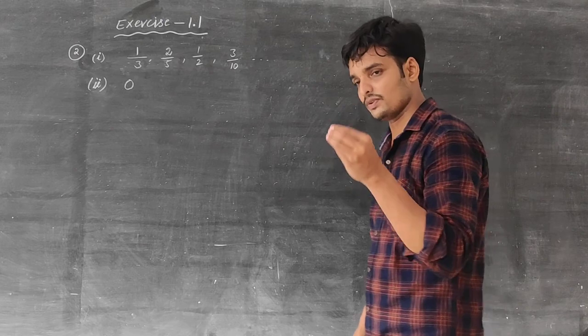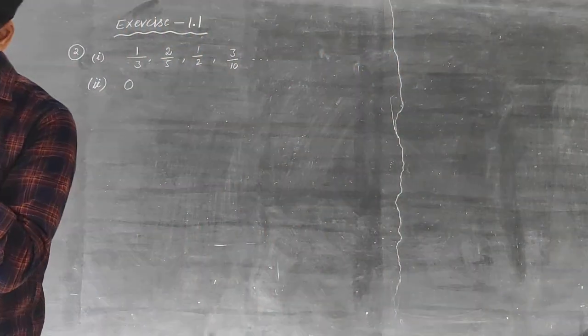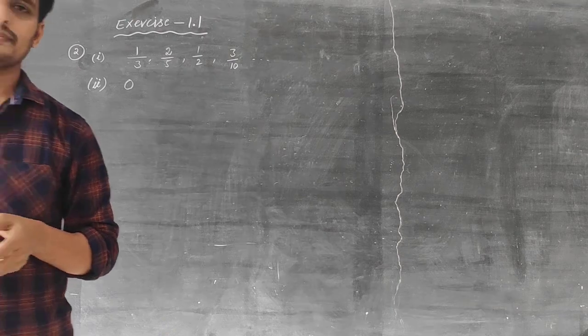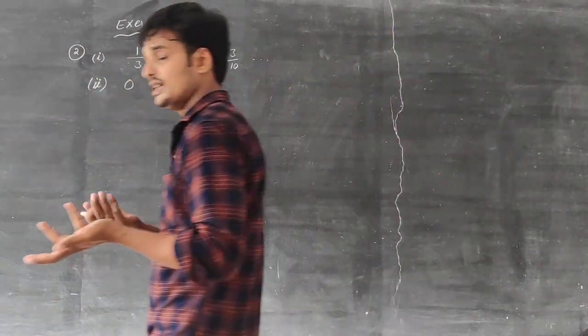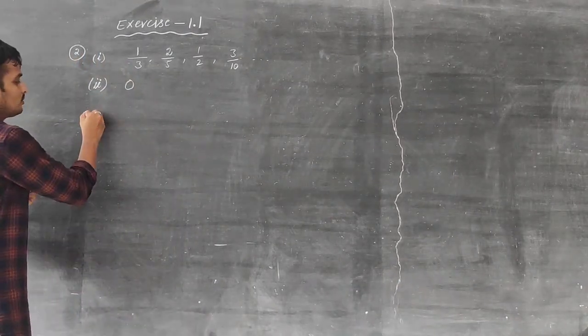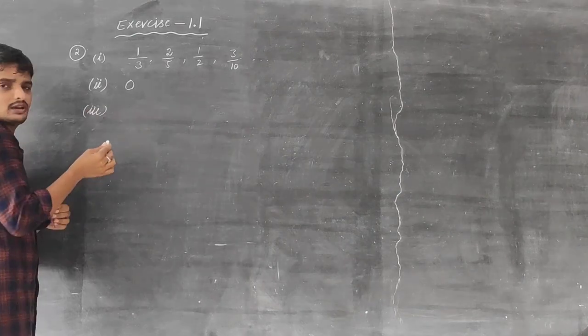I will start the lesson from there. Next, third one: an integer which is not a whole number. We have to write one integer, but not a whole number. The answer for the third question is we have to write the negative numbers.